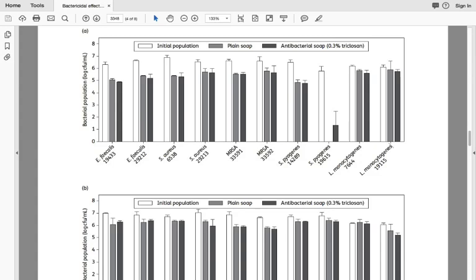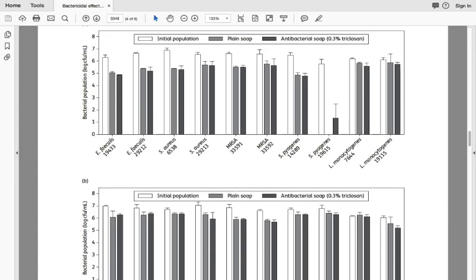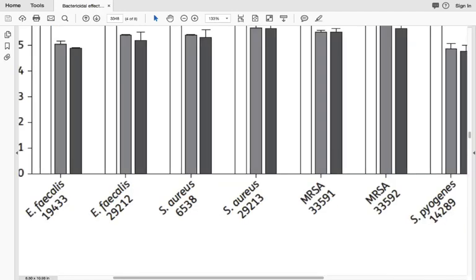If we were to draw conclusions, or let's not even draw conclusions yet, let's just analyze the data for one of these. So would somebody be willing to talk about the effects of plain soap and antibacterial soap on Enterococcus faecalis 19433? The first one up there. Molly, go ahead. Population with plain soap having slightly less. Okay. How much of a reduction?